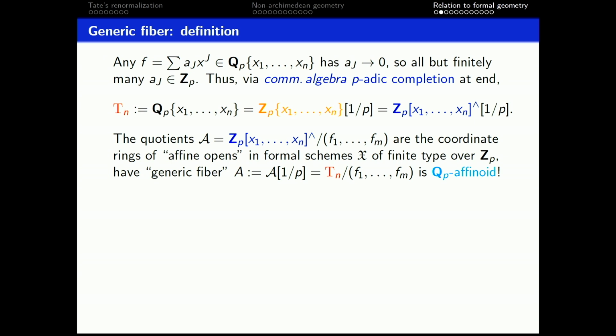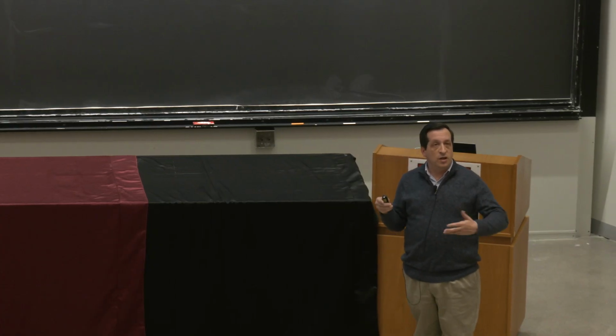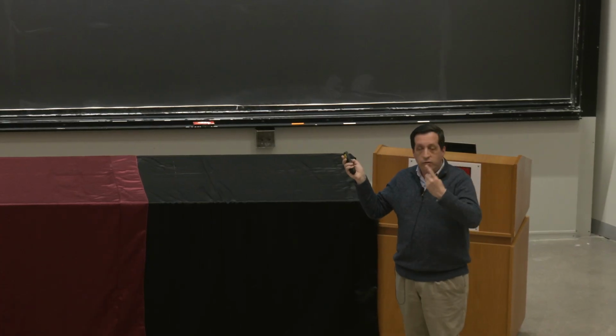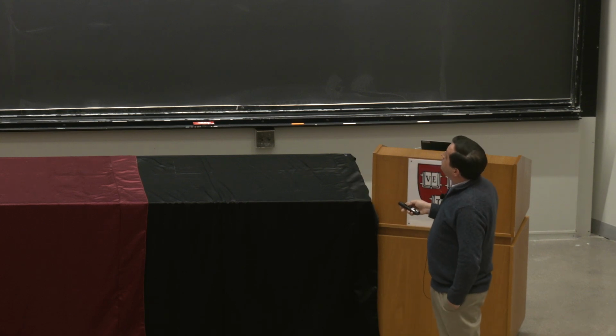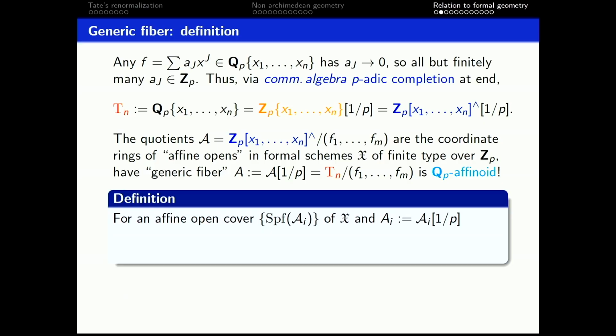Okay, well, if we take one of these, and then we algebraically invert p on it, that just turns this back into this, which is equal to that. And so this kind of algebraic generic fiber of one of these is exactly a usual affinoid algebra. So this suggests the idea that we can interpret rigid analytic spaces as some kind of generic fiber for a formal scheme. More globally, if you take a formal scheme, it's covered by affine opens.